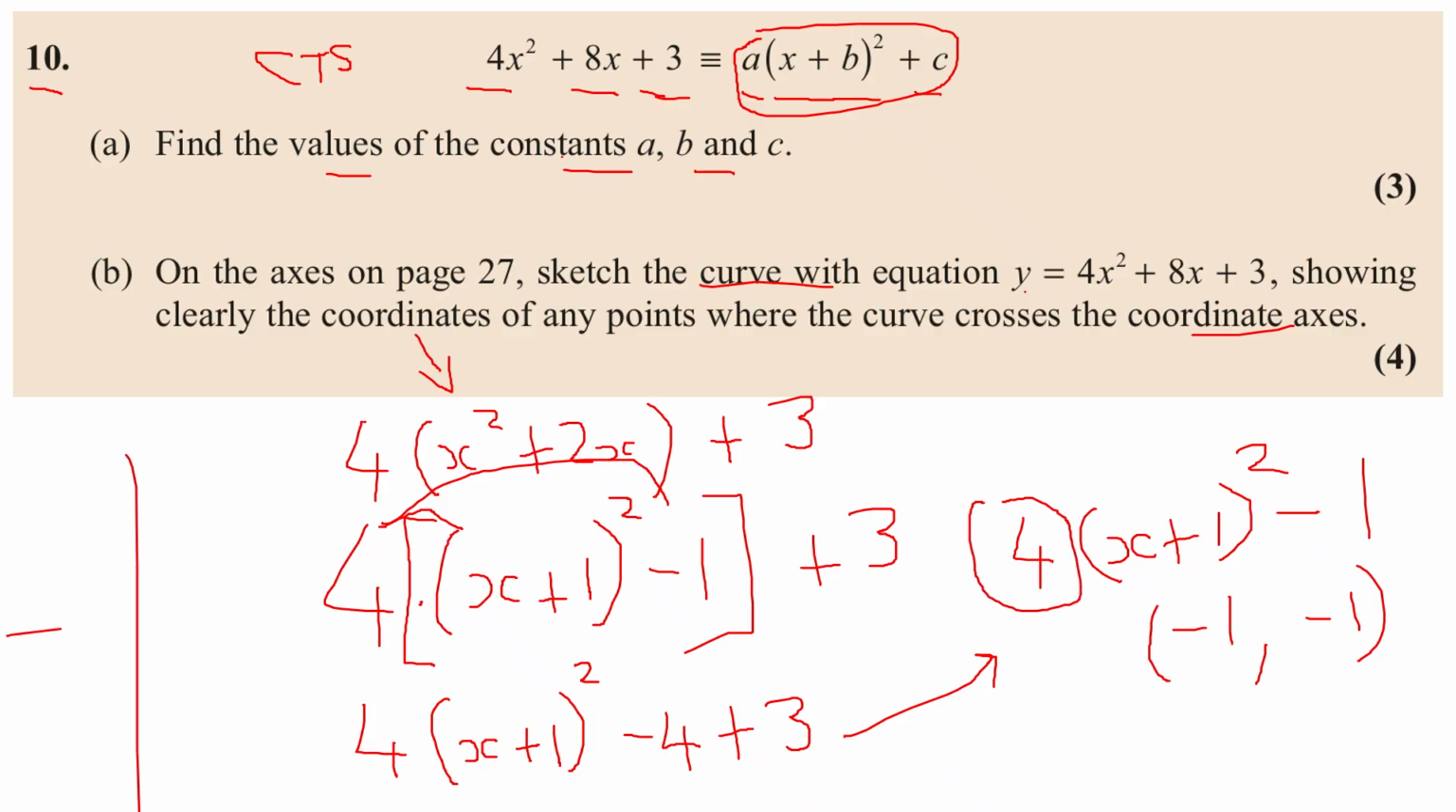So minus 1 will be somewhere down here. It also crosses at plus 3. So it's going to look something like that. Again, that's not perfect, I apologize, but hopefully that makes sense for our answer.